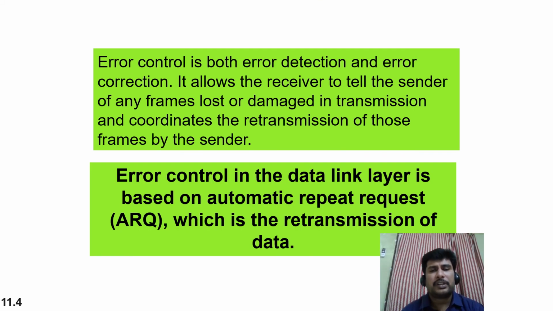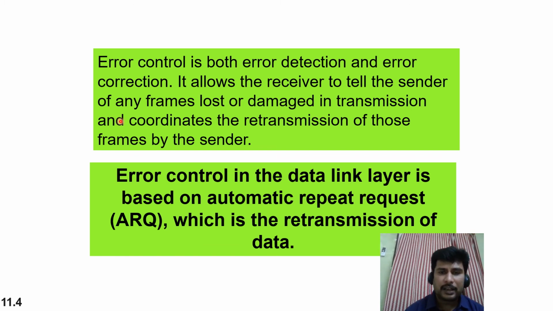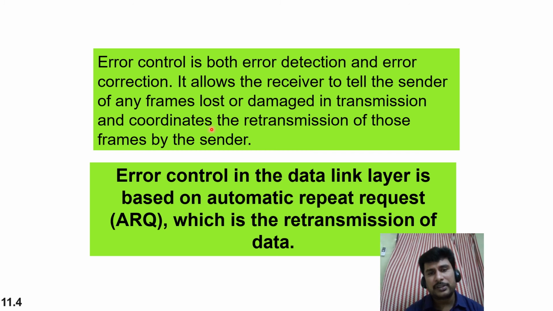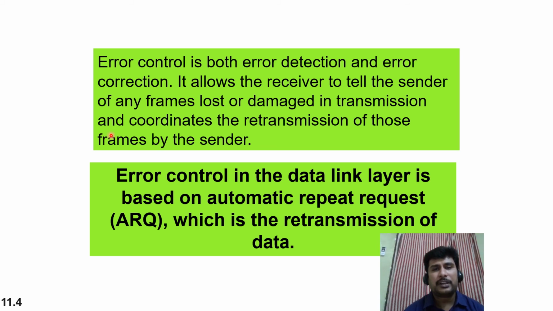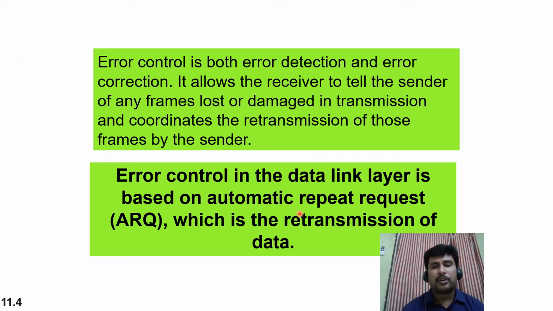Error control is a combination of both error detection and error correction. It allows the receiver to tell the sender that some of the data sent has been either lost or damaged in transmission, and to ask the sender to retransmit the same frames. This process is called error correction by retransmission, which we call reverse error correction. But if the receiver itself corrects the errors, that is referred to as forward error correction. Error control in the data link layer is based on automatic repeat request, which is the retransmission of the data.